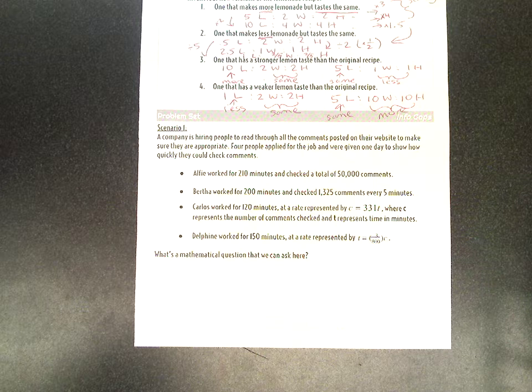Alfie worked for 210 minutes and checked a total of 50,000 comments. Bertha worked for 200 minutes and checked 1,325 comments every 5 minutes. Carlos worked for 120 minutes at a rate represented by the equation C equals 331 times T, where C represents the number of comments checked and T represents time in minutes. And Delphine worked for 150 minutes at a rate represented by the equation T equals 3/800ths times C. And the goal, as I have written here, is to find a mathematical question that we could ask and answer about this scenario.